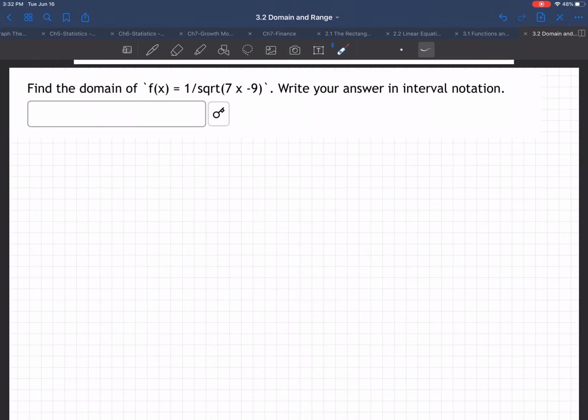Welcome to an example of finding the domain of a function. Write your answer in interval notation. Now it's writing this kind of funny here. Let me write it out in more typical notation. That's 1 over the square root of 7x minus 9. That's what it's saying. It'll probably look better when you see it on the computer.